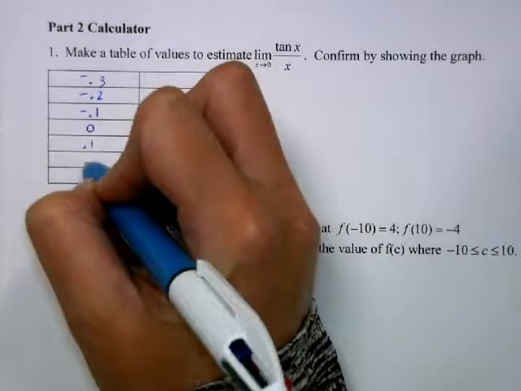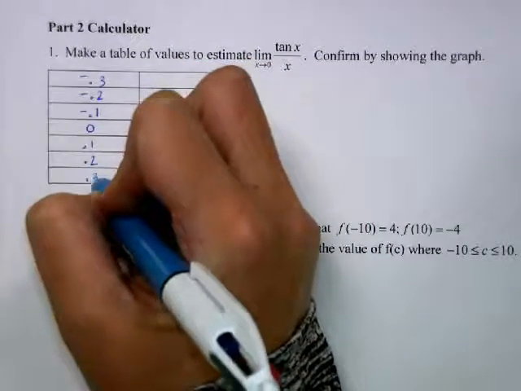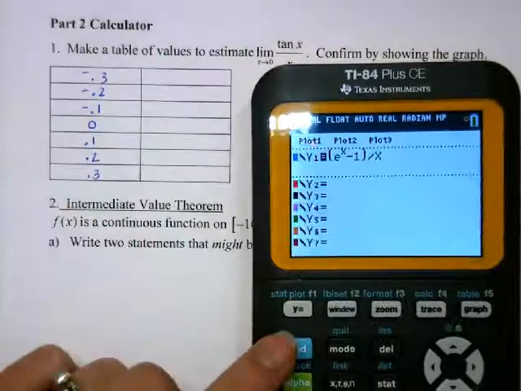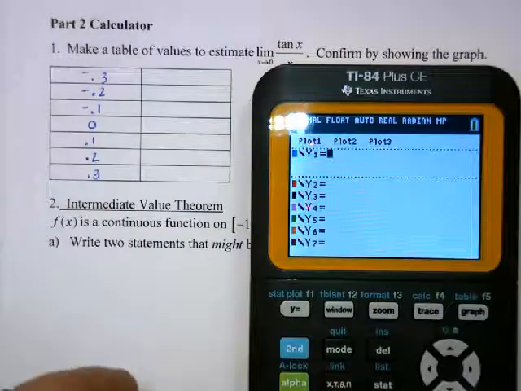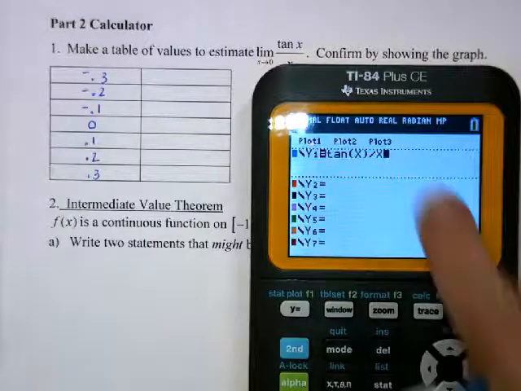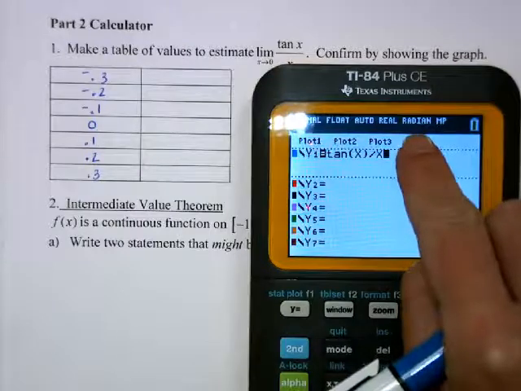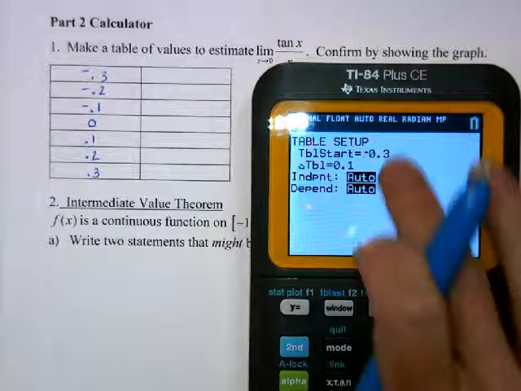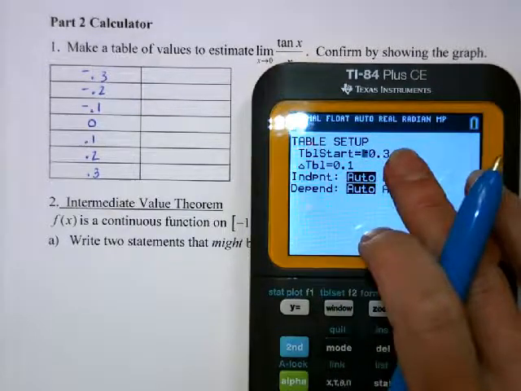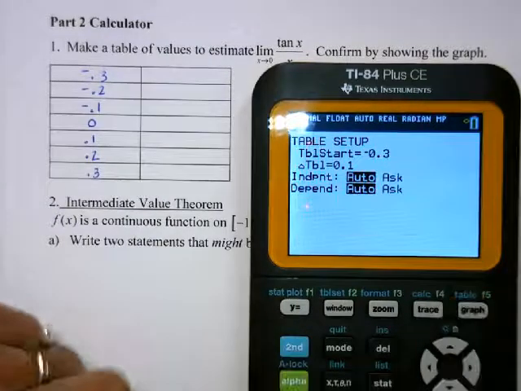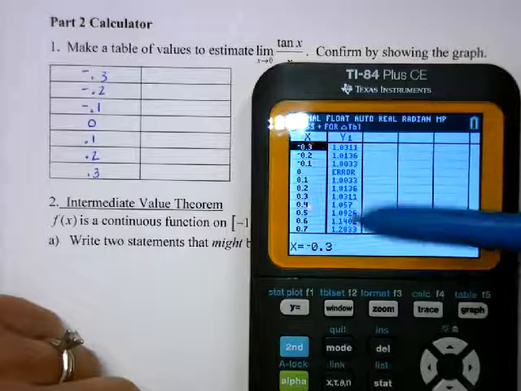Okay, in our calculator, in my y equals, we're going to put tangent of x over x. You always want to make sure that you are in radian mode for calculus. So then I'm going to go to my table set. I'm going to start at negative 0.3, and I'm going to go up by 0.1, just for the values that I selected. If you pick something different, that's fine. So then I'm going to go to the table, and these are my values that I'm going to copy down. So here are my values.